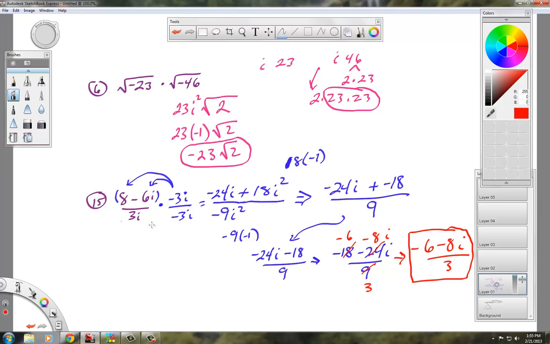So when you have to multiply by conjugates, that's where this gets incredibly tricky, and you have to remember the identity that i squared equals negative 1.